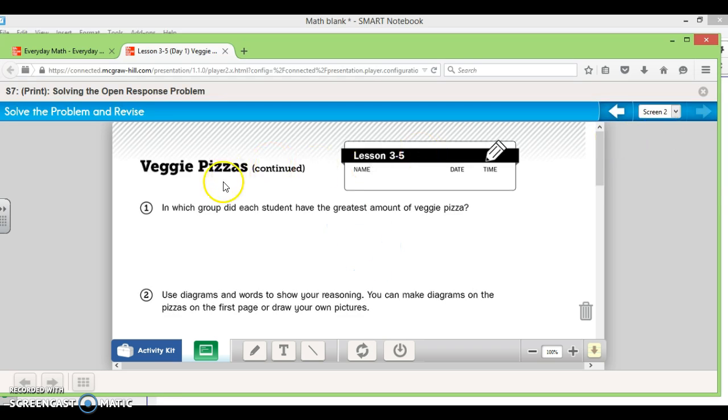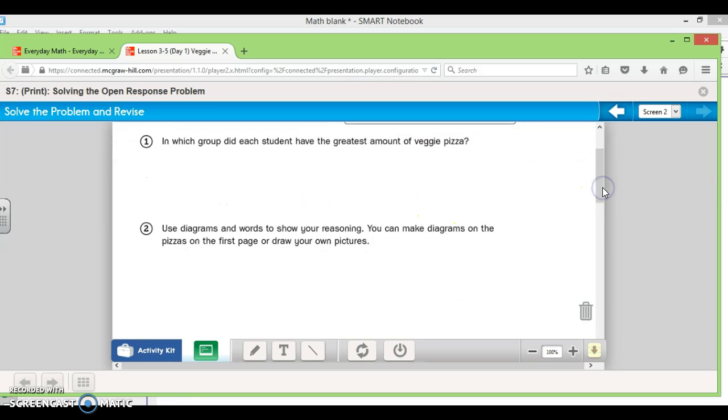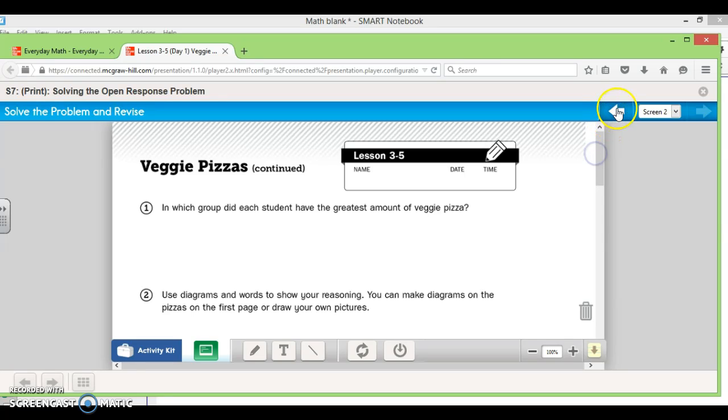So number 1 is, in which group did each student have the greatest amount of veggie pizza? 2, use diagrams and words to show your reasoning. And that is what we will be working on. But think about how might you solve this problem.